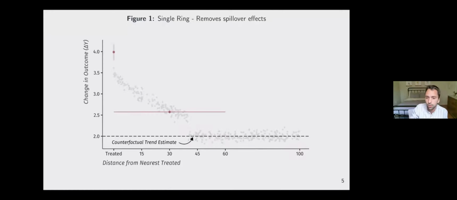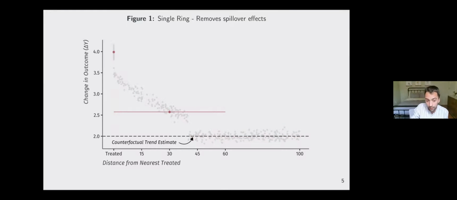So thinking about this as a visual example. On the y-axis, you have the change in y. So this is post minus pre averages, or period 1 minus period 0. And on the x-axis, I have the distance from the nearest treated unit. At 0, you are treated, and you can see your average change in outcome is around 4. And then you can see that there's some sort of spillover effect occurring in this region. And then for whatever reason, at 40 miles, that's about as far as spillovers go. And then after that, you're just back to the counterfactual. You're just on the counterfactual trend of 2.